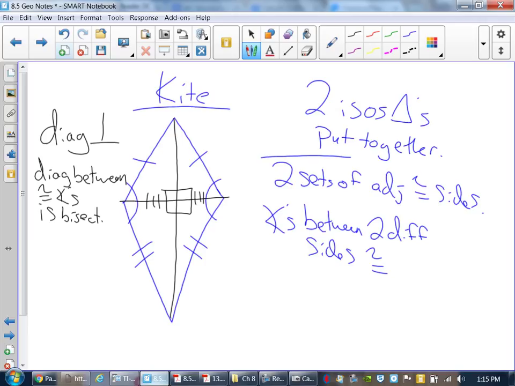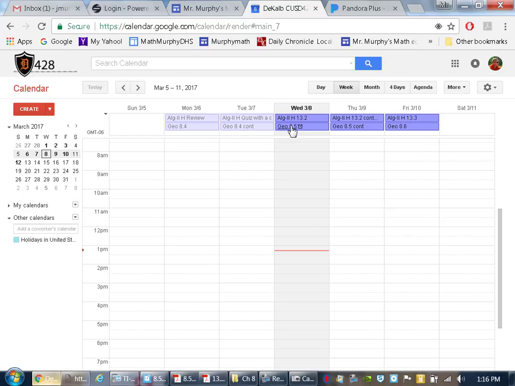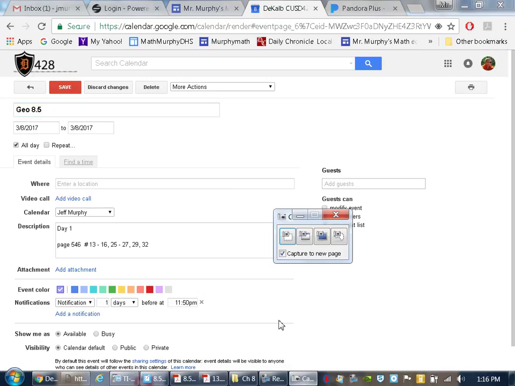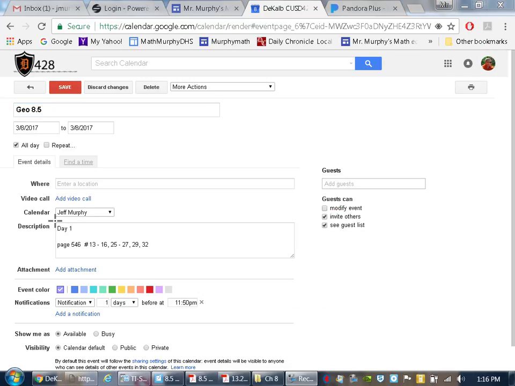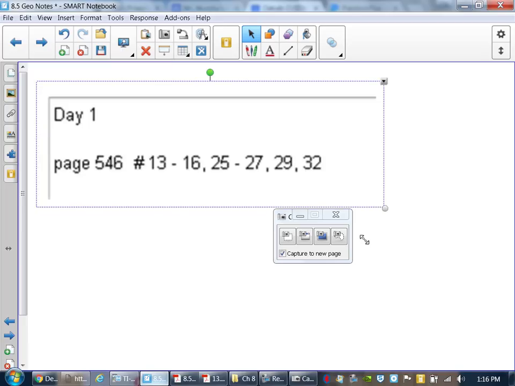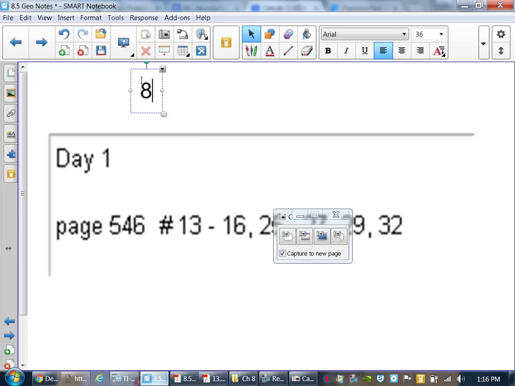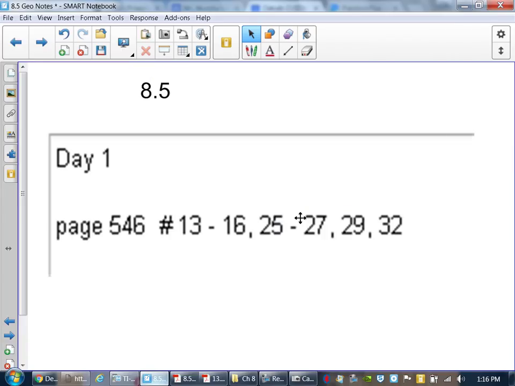The problems I picked out for tonight, though, really don't have much in terms of the kites. We'll probably do more of those tomorrow. It's a lot of quick, easy algebra stuff, to be honest with you. Let me pull this up for you. I posted it already. And we'll go through more of this stuff tomorrow. All right?